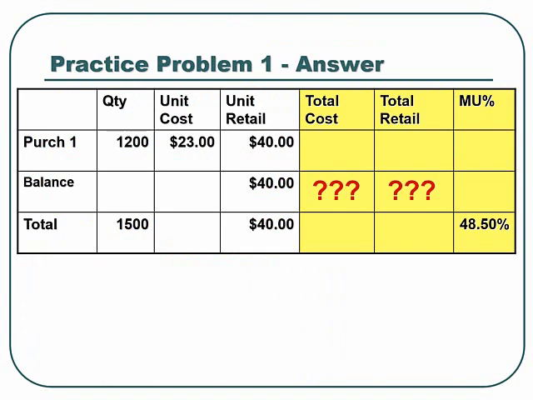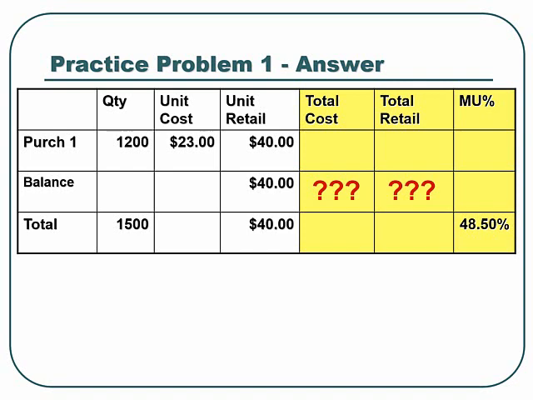Okay, so we've got the purchase that we already made, purchase 1, and we need to figure out the balance, knowing the total, right? About the total, we know that the total units has to be 1,500 units. So that's quantity for the total would be 1,500. And for total, the AMU percent should be 48.5%. That was our markup goal. So we can plug that number in under AMU percent for total, that's cell.